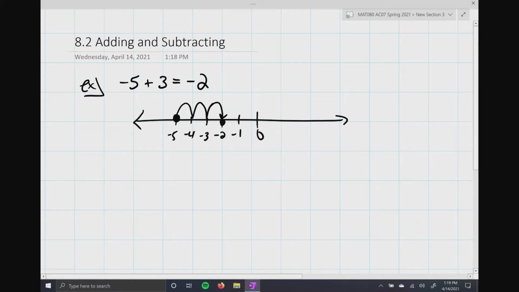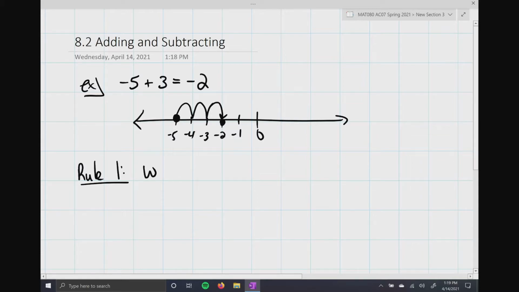What we're going to do is we're going to learn a rule. And this rule takes the number line and kind of simplifies it a little bit. It allows us to do this with larger numbers. So here's rule number 1. Now remember, this is for signed numbers, so positive or negative.